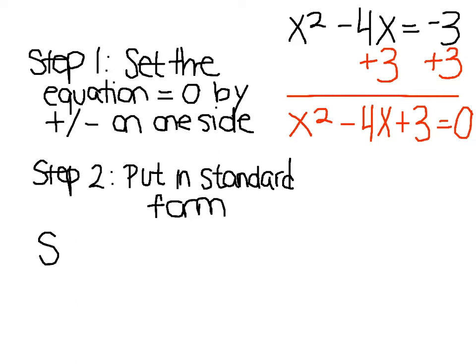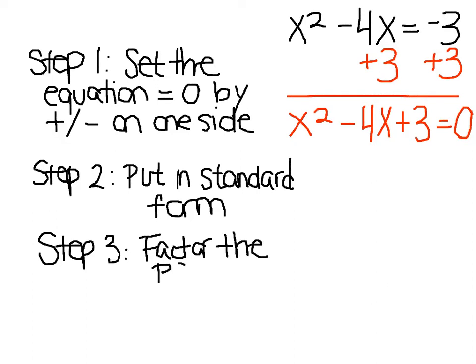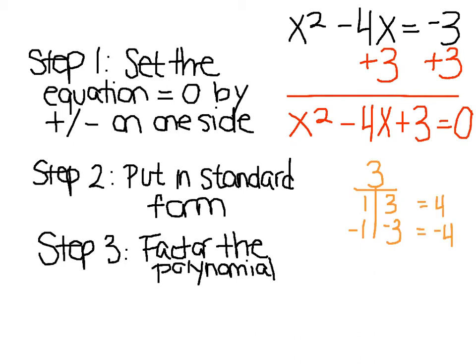Speaking of which, step 3 is to factor the polynomial. So since this is a trinomial where a is equal to 1, we're going to look for the factors of c, which is 3, that add to negative 4. So factors of 3, 1 and 3, or negative 1 and negative 3. Well, 1 plus 3 equals 4. Negative 1 plus negative 3 is negative 4. So obviously, we want these. These are our two factors.